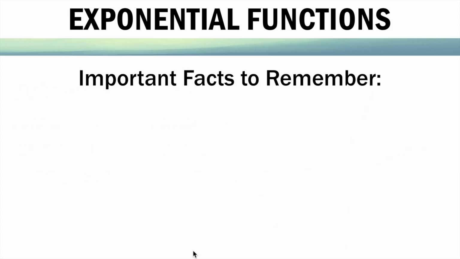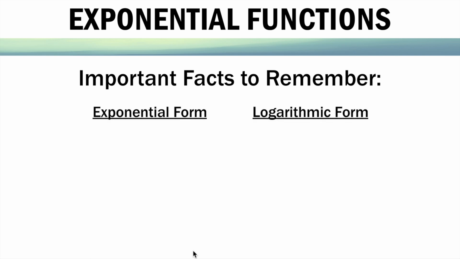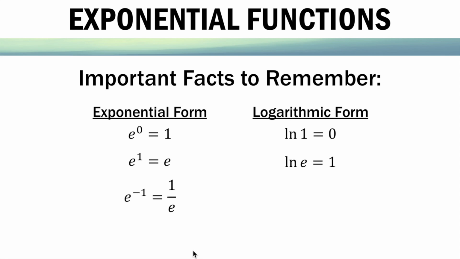There are some really important facts to remember that will make problem solving in calculus much faster. I'm going to show you these important facts in both exponential form and logarithmic form. So again, make sure these are seared into your mind and you can do them at any moment. E to the 0 is 1. The logarithmic form of that is that ln of 1 equals 0. E to the 1 equals e. Logarithmically, ln of e equals 1. E to the negative 1 equals 1 over e.